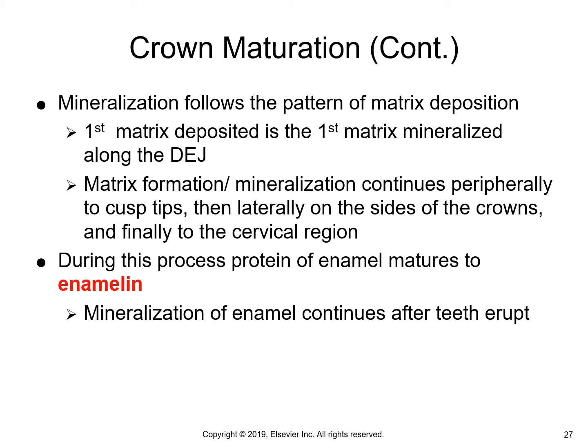Mineralization follows the pattern of matrix deposition. So the first matrix deposited is the first matrix mineralized along the DEJ. That matrix formation and mineralization will continue peripherally to the cusp tips, and then laterally on the sides of the crowns, and finally to the cervical region. During this process, protein of enamel matures to enamelin, and the mineralization of enamel will continue after teeth erupt.